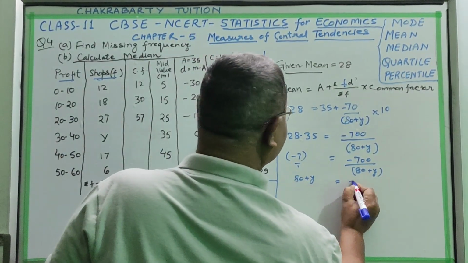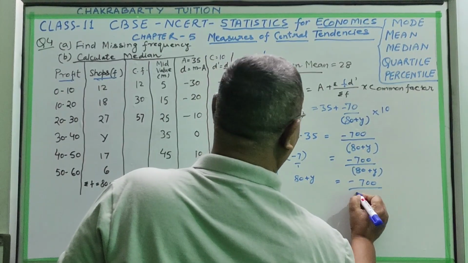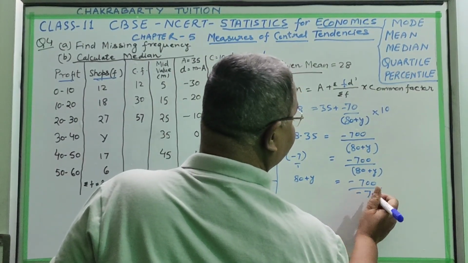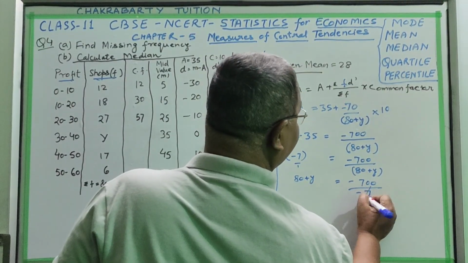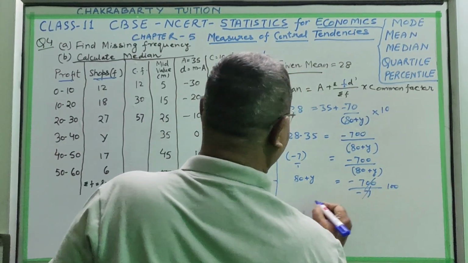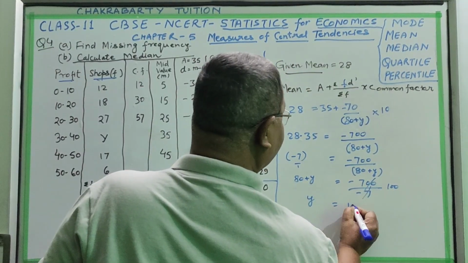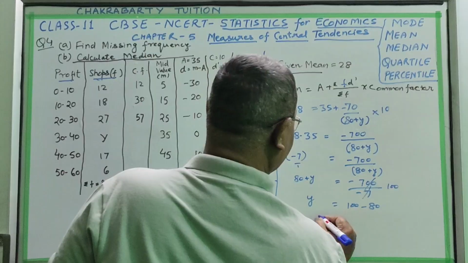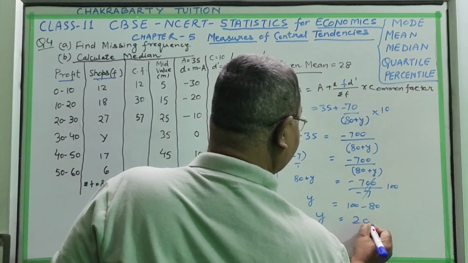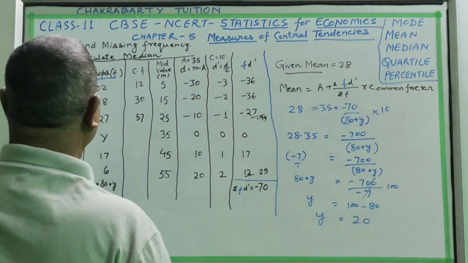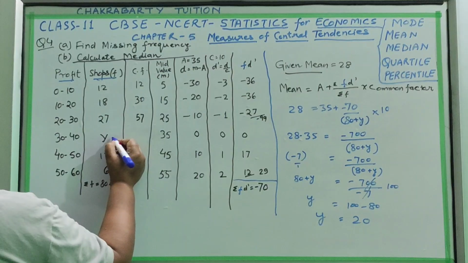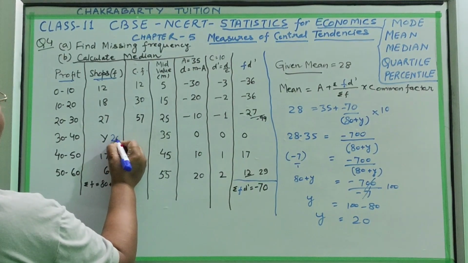And minus 700 divided by minus 7. So this sign will go up and it will become positive 100. So y is equal to 100 minus 80. So y is equal to 20. So you have to find now the frequency of y. So frequency of y now has become 20.